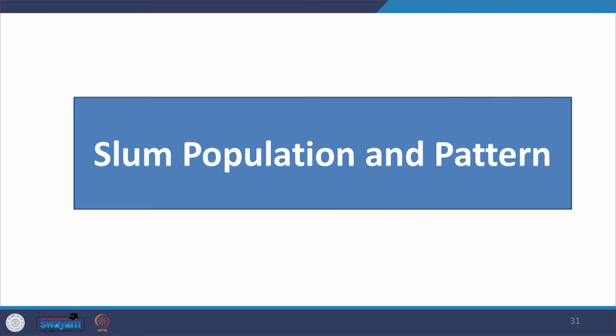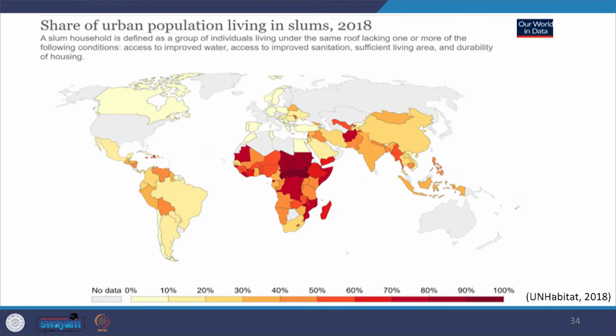Now looking at the slum population and pattern. In the map we can see the share of urban population living in slums. You can see light yellow shows 10% of urban population living in slums, to the dark brown almost indicating 100% of urban population living in slums. You can see where the maximum proportion of urban population reside in slums.